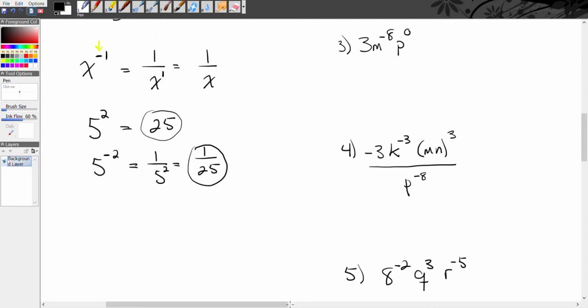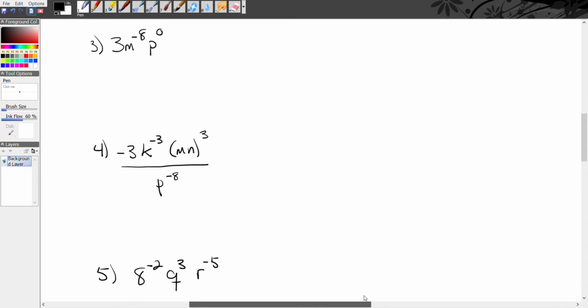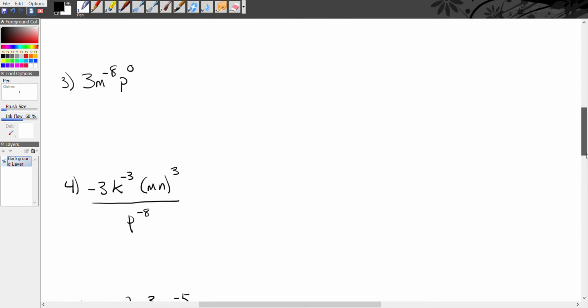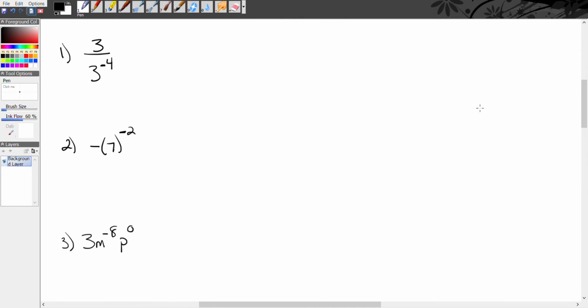Now let's apply those ideas to these expressions that we need to simplify. There are 6 examples that we can do together. Go ahead and try to pause the video and answer the questions, then unpause and see if I answer them the same way. See if you can get the questions right. So here we have 3 over 3 to the negative fourth power.